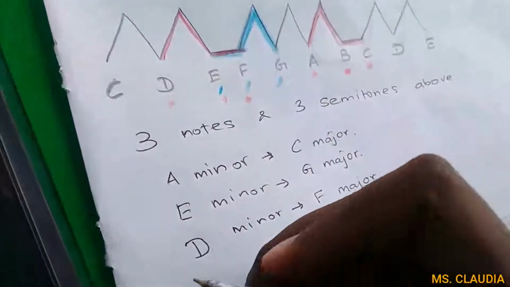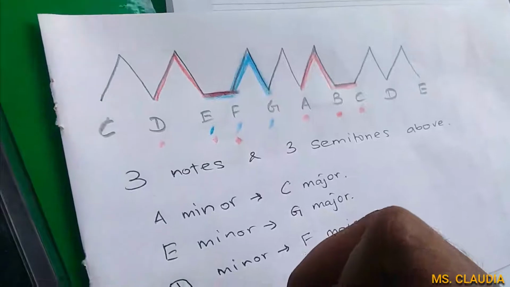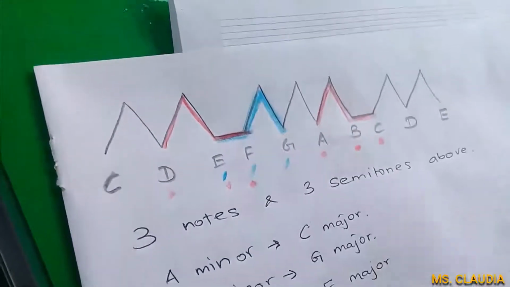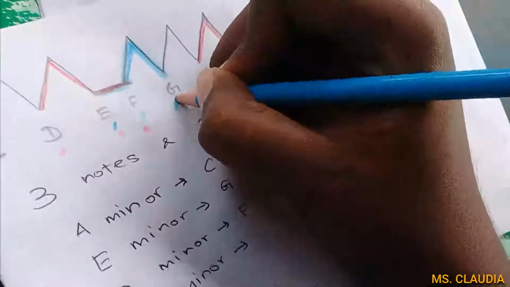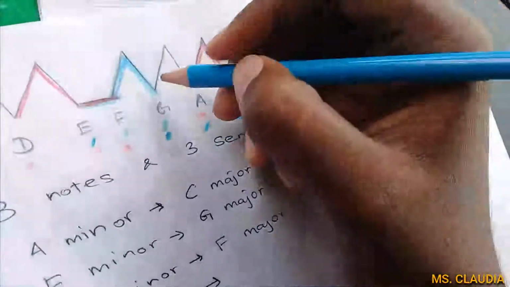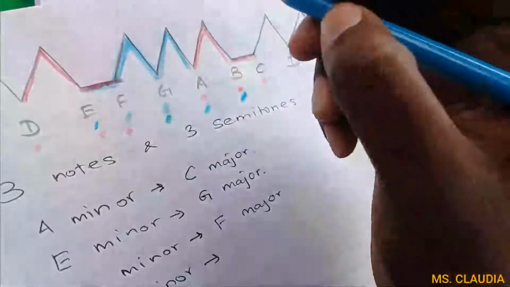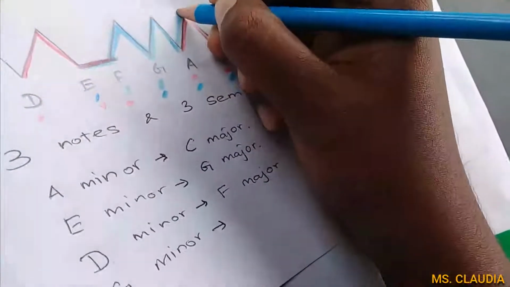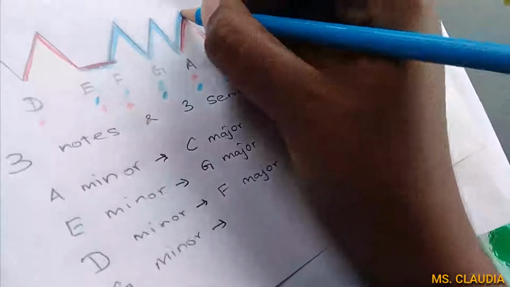Let's see into another example. How to find the relative major of G minor. Right? So same way, 3 notes and 3 semitones upwards. So you keep your pencil point on G, right? G, A, B, and go 3 notes and 3 semitones upwards. 1, 2, 3. So from G, 1, 2, 3. We land on B flat.